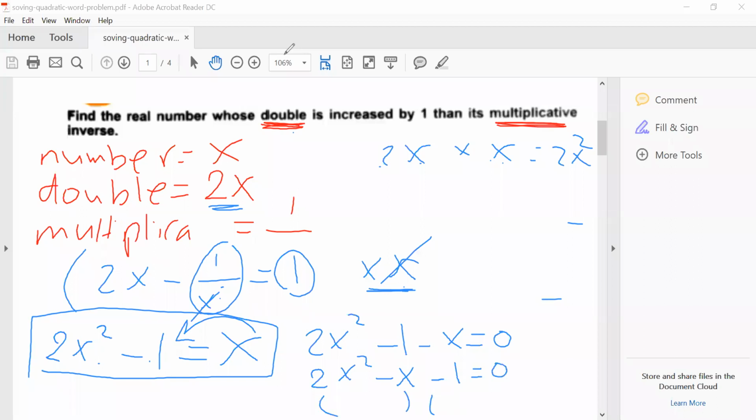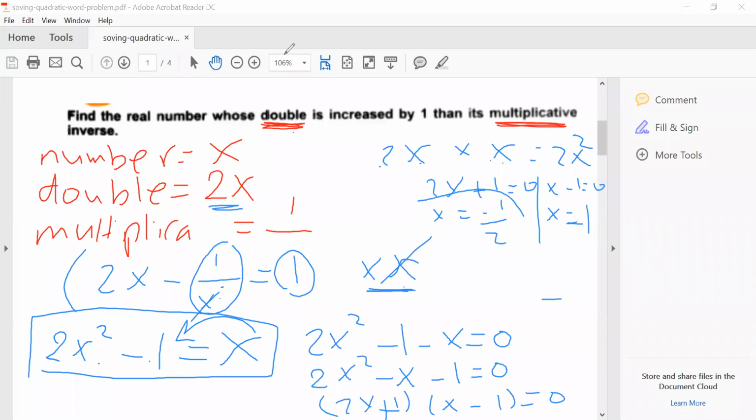And then factorize and you will get the value of x. Here 2x and x, and here 1 and 1, this negative and this positive. So 2x plus 1 equals 0, or x minus 1 equals 0. From here x equals -½ and from here x equals 1. So maybe x equals -½ or maybe x equals 1. If you check, the multiplicative inverse of x is indeed more than the double of -½ by 1, you will find it is right. So I have two solutions, -½ and 1.